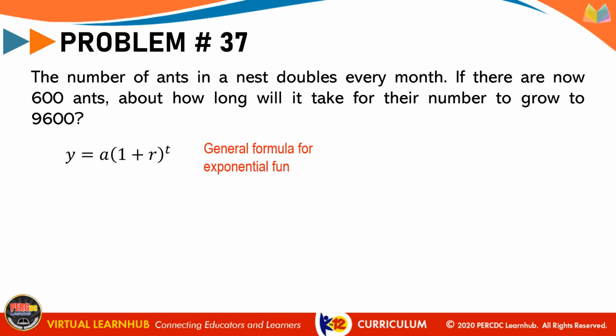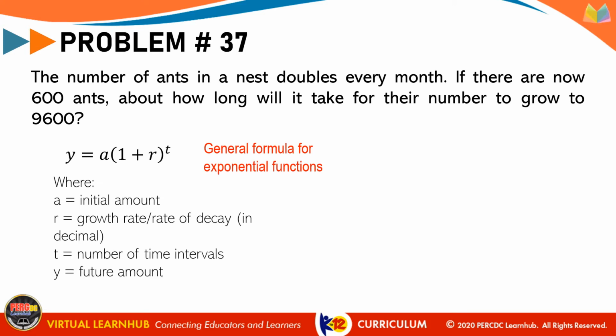Let's remember that the general formula for exponential functions is y equals a times (1 plus r) raised to t, and exponential functions and logarithmic functions are related, where a is the initial amount, r is the growth rate or rate of decay in decimal, t is the number of time intervals, and y is the future amount. Based on our problem, the initial amount is 600 ants, and the growth rate is double, so the growth will be 100%, or in decimal that is 1, and the future amount is 9,600.